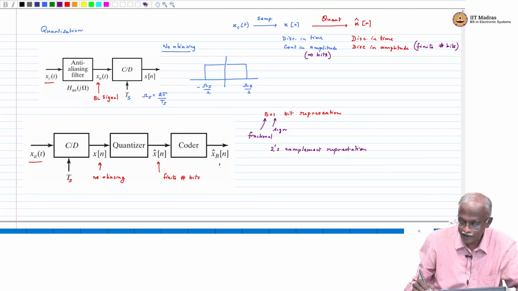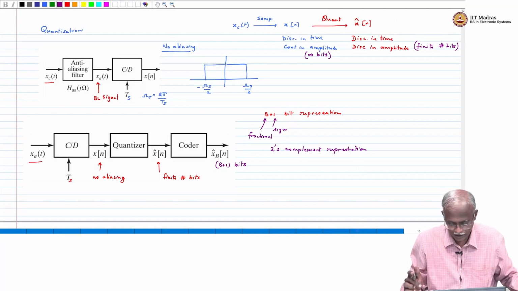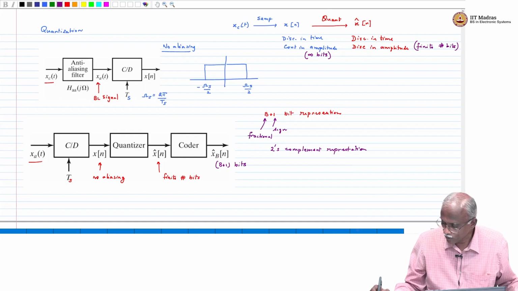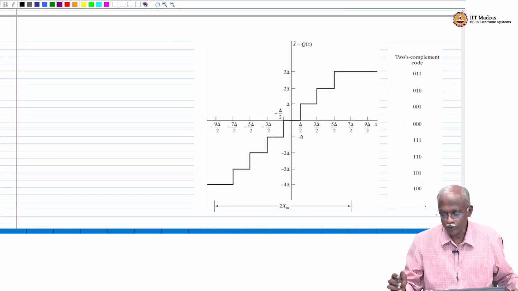So basically this is going to be the b plus 1 bits that are represented in this. So basically this is the representation.